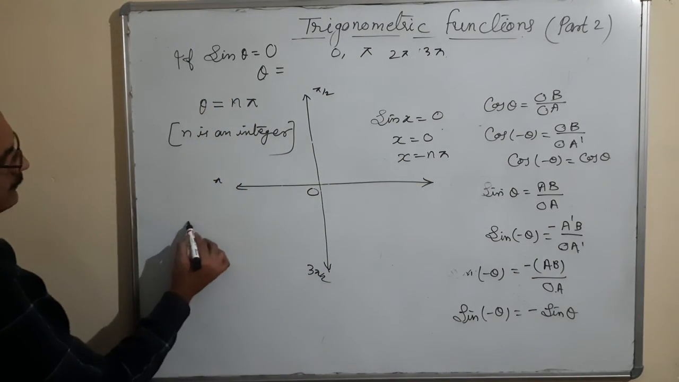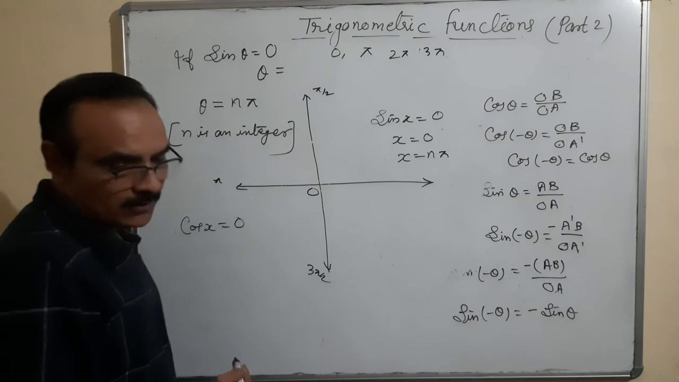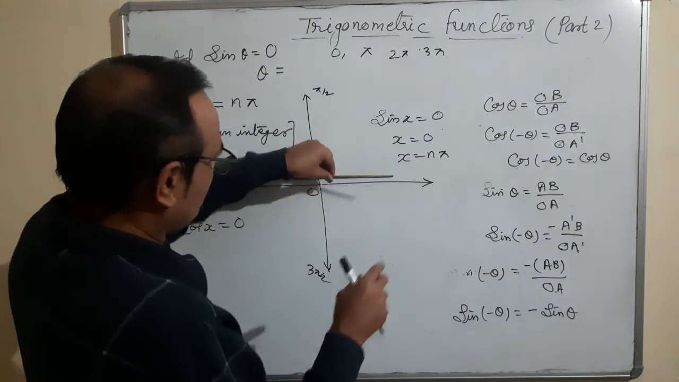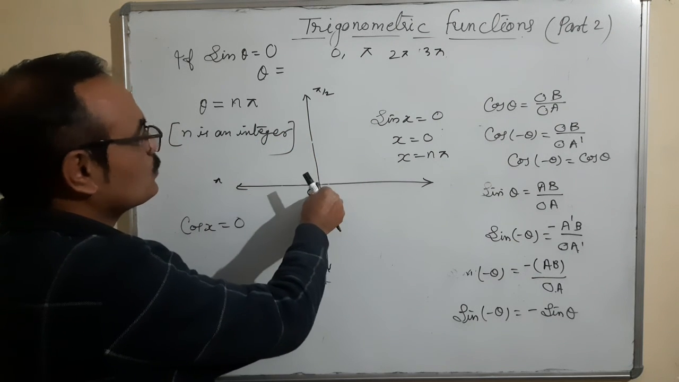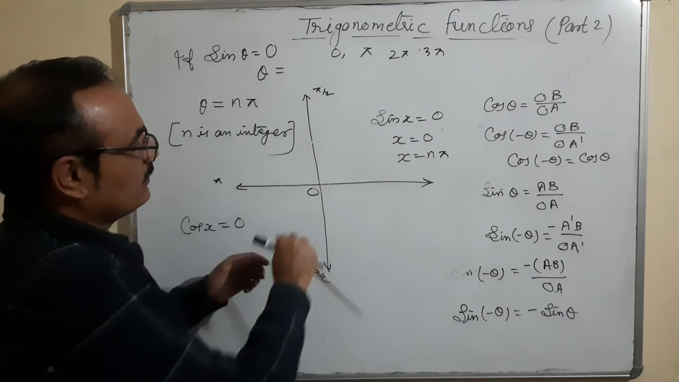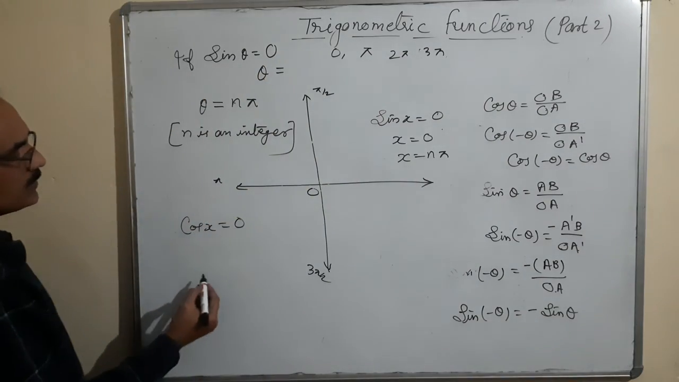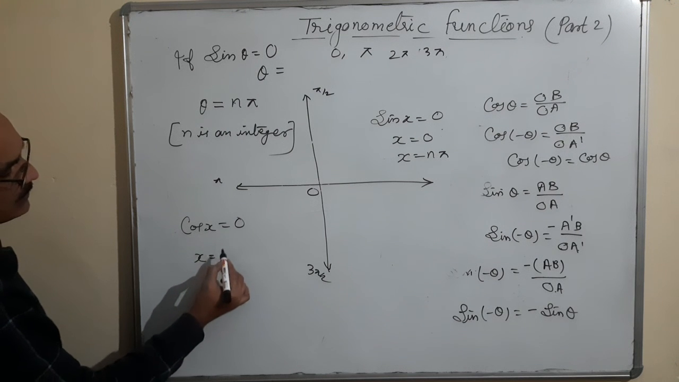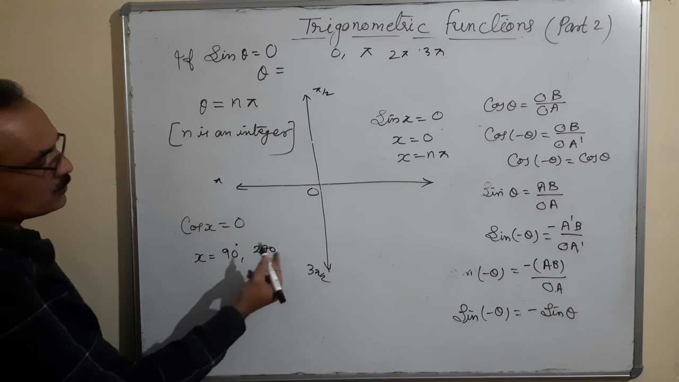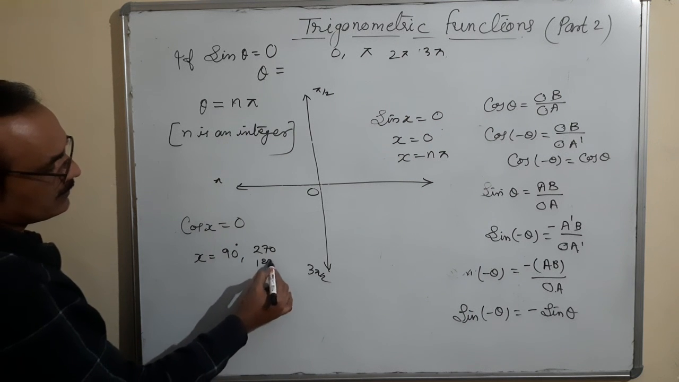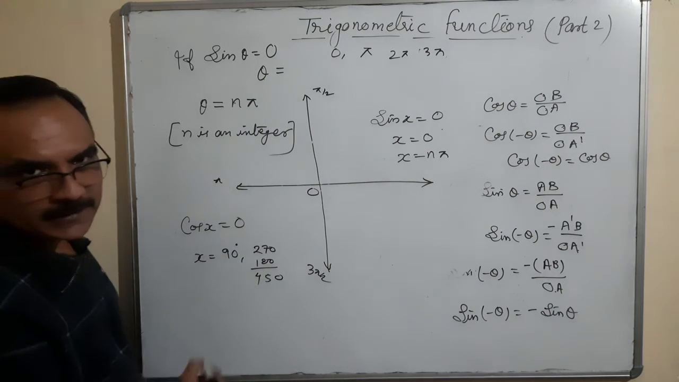Second, if cos x is equal to 0, where does cos come to 0? Here at cos 90, 0. After that cos 270, 0. So between 90 and 270, the gap is 180. So cos x is equal to 0 means x is equal to 90, 270, 270 plus 180, that is 450, like this.